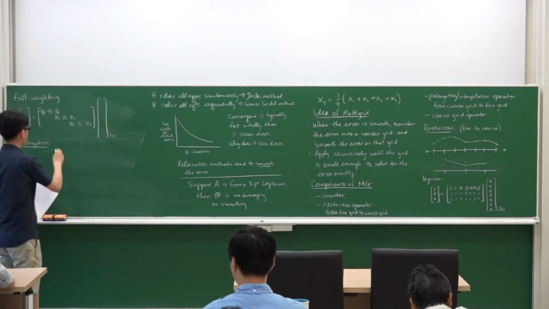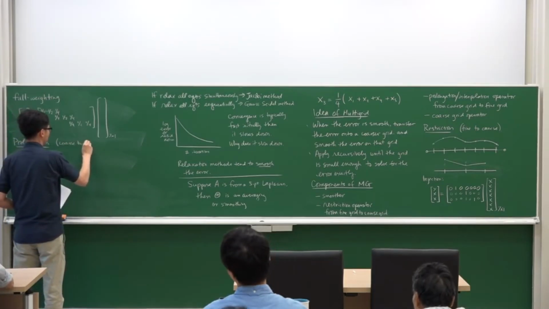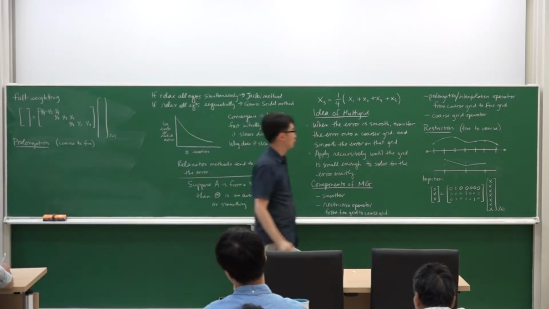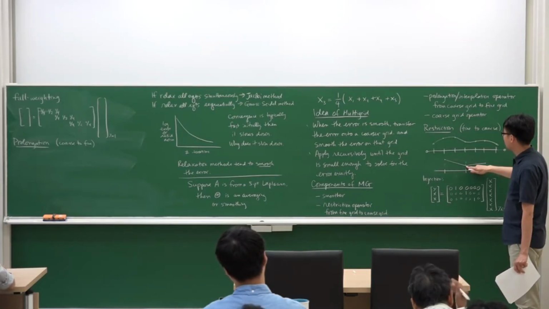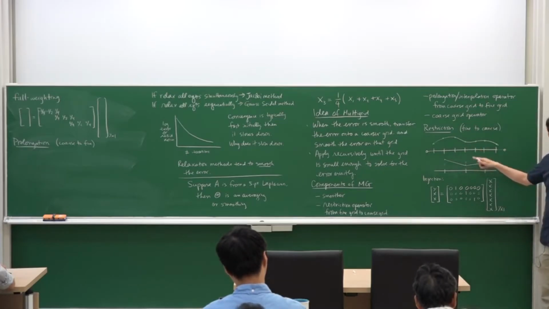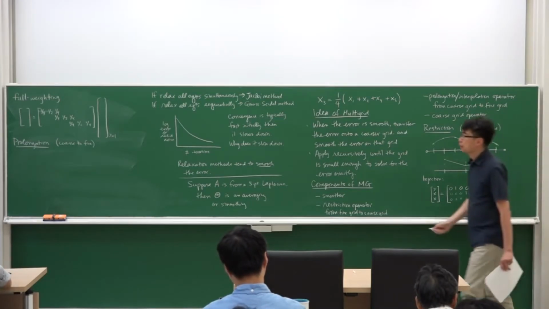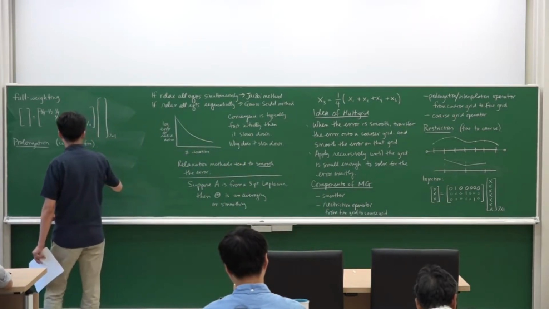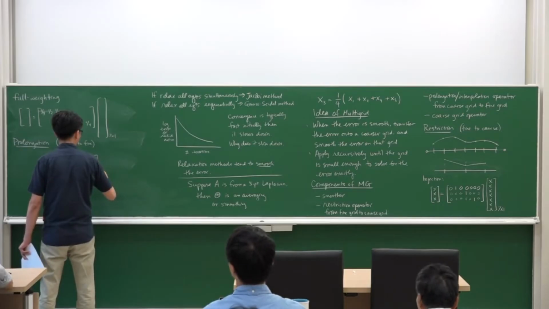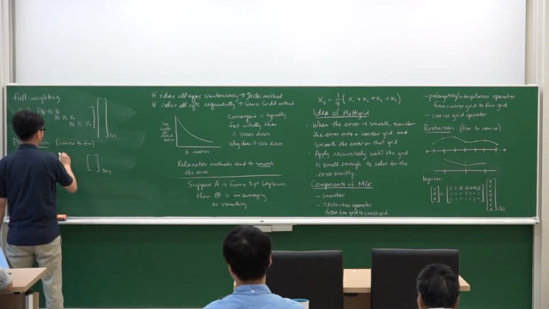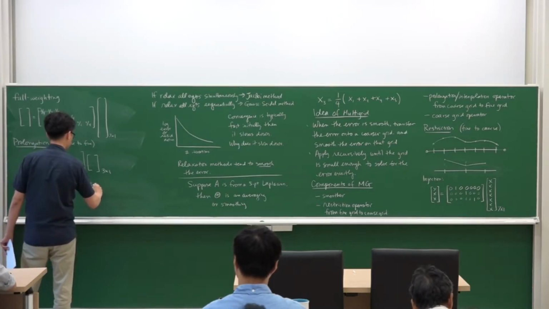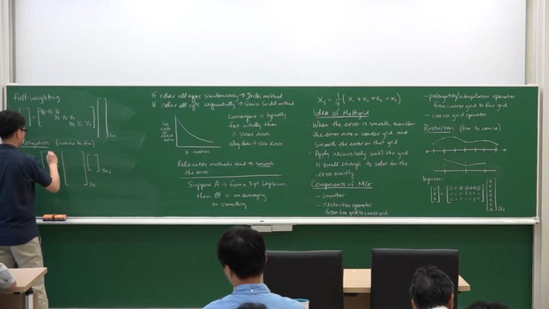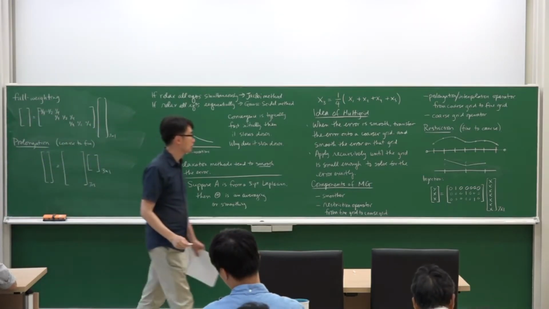And the picture here is the same. Remember, this is from coarse to fine. The picture here is the same, but reversed. We have some values on a coarse grid, and we want to put them on a fine grid. So the input is going to be a 3x1 vector, and the output is going to be a 7x1 vector. So we have a matrix that is 7x3.